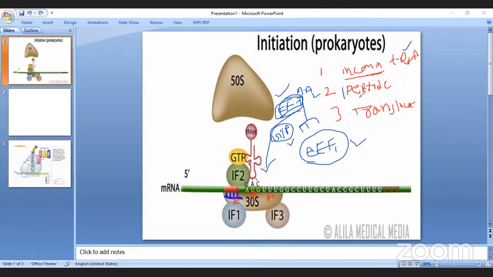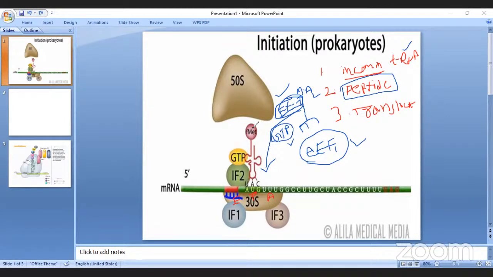Now the second important step is peptide bond formation. Where does the peptide bond formation take place? Peptide bond formation is between the first amino acid and the second amino acid, which are bonded covalently. Right? Is it clear?